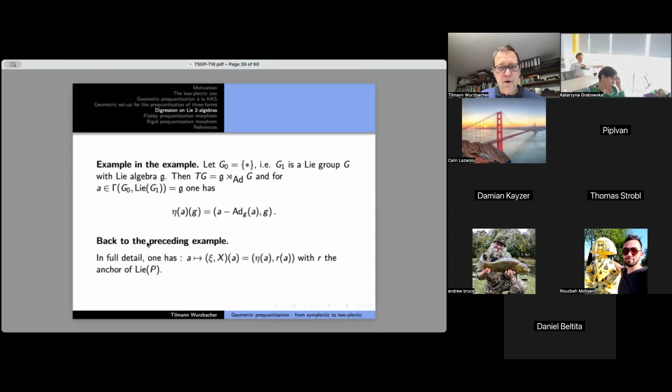So now we go back to the example. Okay, there's again a typo, because it's not the anchor of Lie P, it's the anchor of Lie G1 in general.